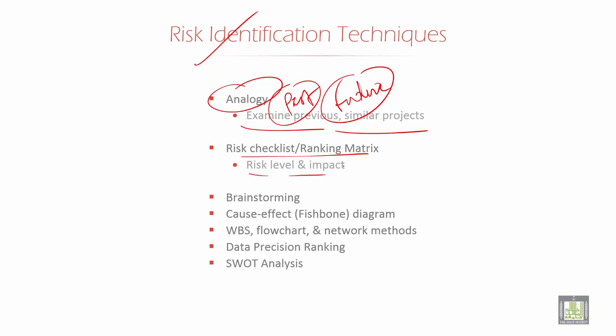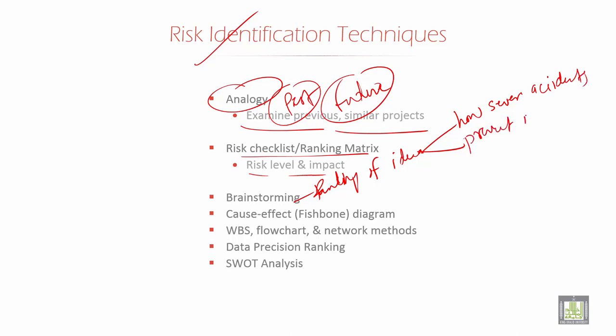Then brainstorming. Brainstorming is actually the ranking of ideas. For example, for any accident, how severe is the accident, and how to prevent it in future. So all these things are there.